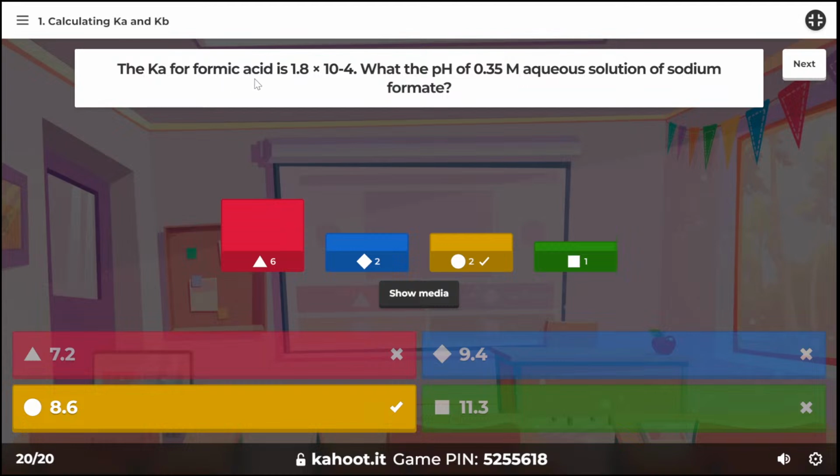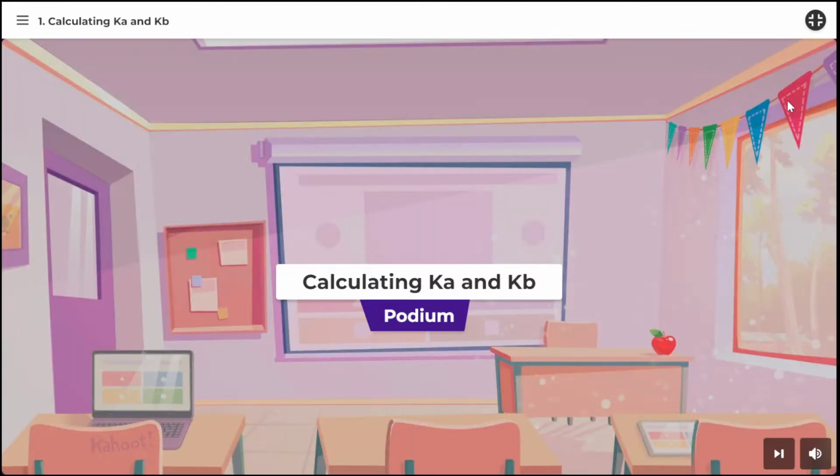They gave you the Ka for formic acid, for which you can calculate the Kb for formate, and then figure out the pOH and the pH. That's a bit of a long question. I don't even know that question right.